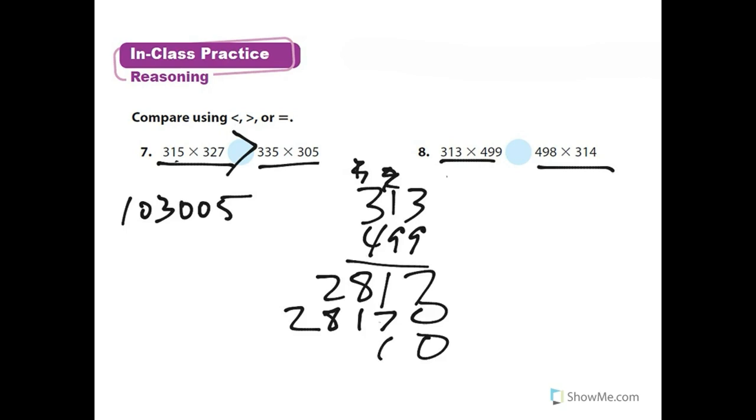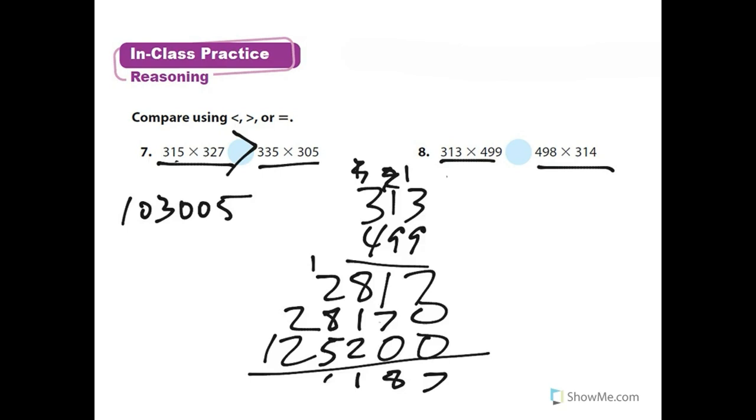Alright, so 4 times... Oh, I need to put that other 0 for the hundreds place. 4 times 3 is 12. Carry that 1. 4 times 1 is 4 plus 1 is 5. And then 4 times 3 is 12. Let's add all this together. 7, 8, 9, 11, 3, 11, 16, 5, and 1. So 156,187.